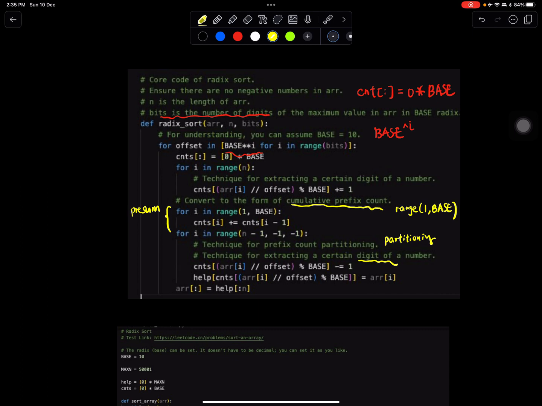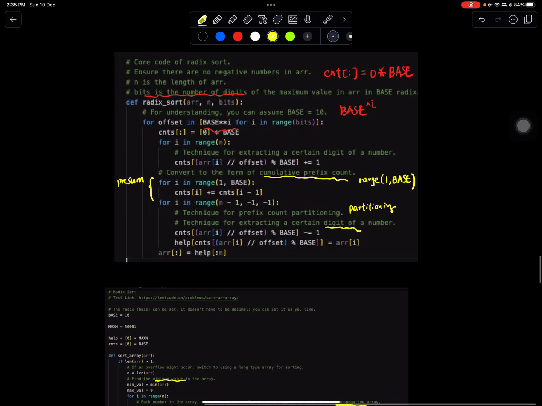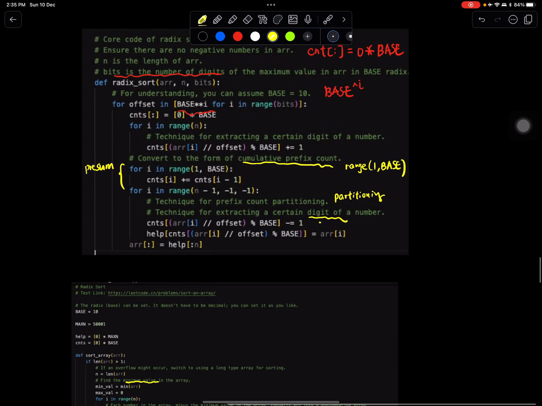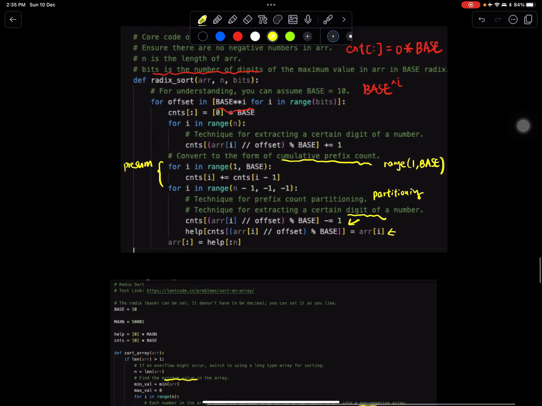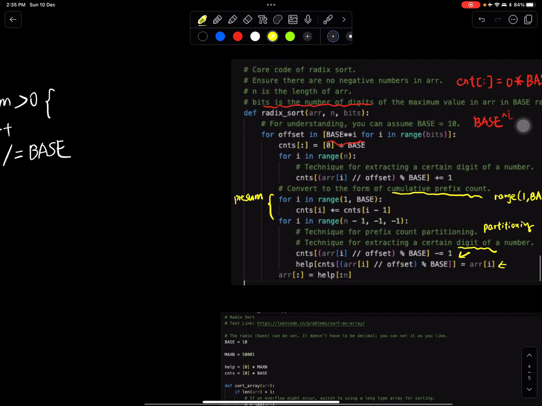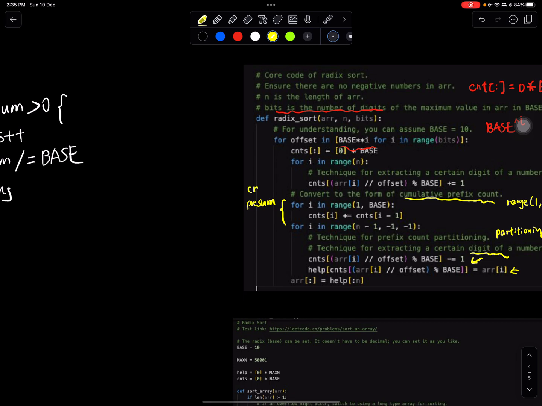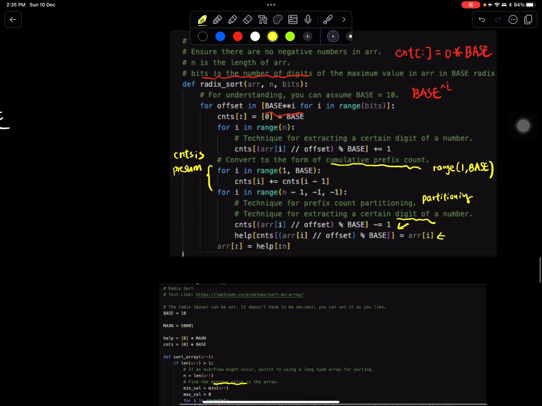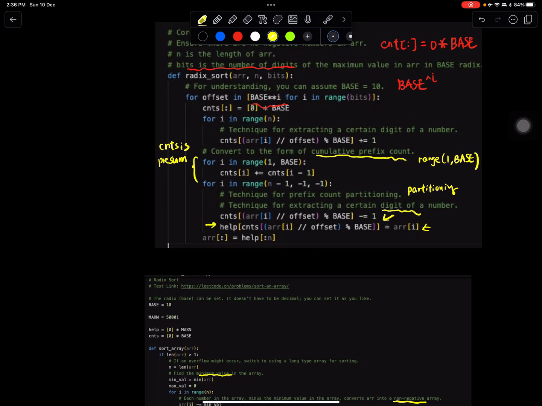It's a CNT to offset base. This is to extract. Then you put the hop function to get it. Hop is a bucket. The count is presum. Presum is count. Then hop is a bucket.